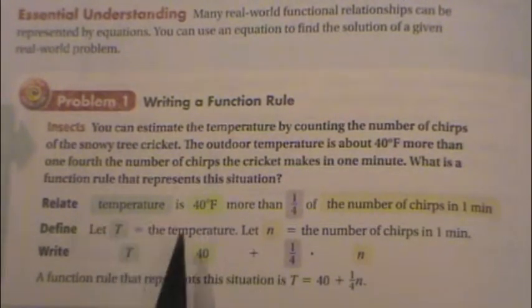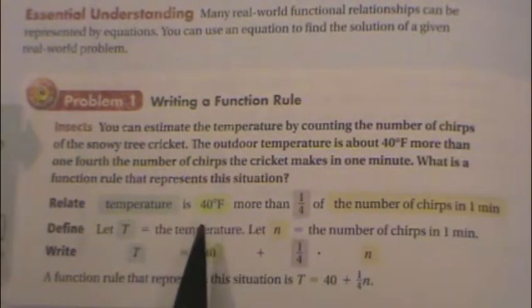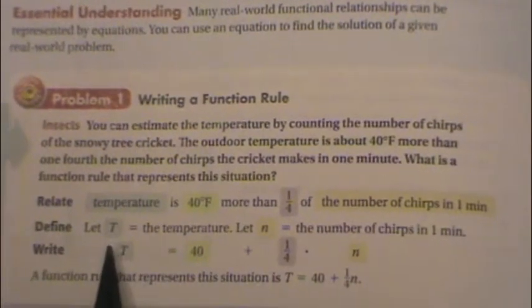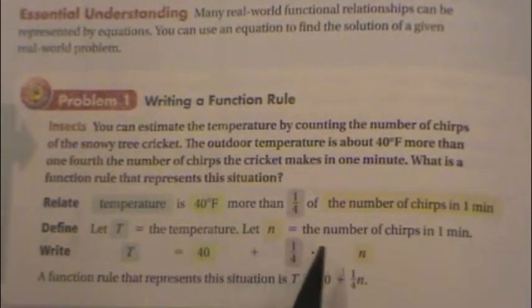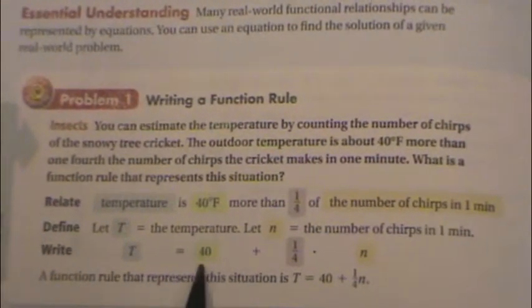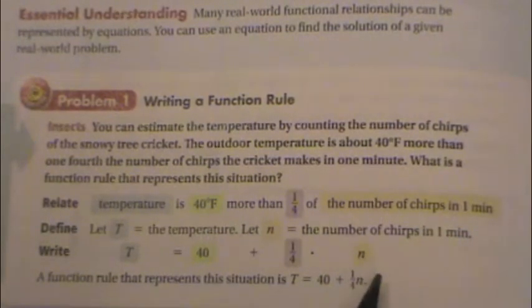So what they're doing here is they're kind of breaking this down, showing the steps. Temperature, 40 degrees, more than 1/4 the chirps. So then they picked variables: let t equal the temperature, let n equal the number of chirps, and then you turn it into math. T equals 40 plus 1/4, and remember, of means times, n. And then you have the function.